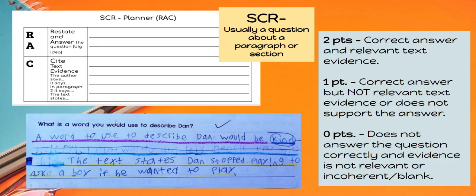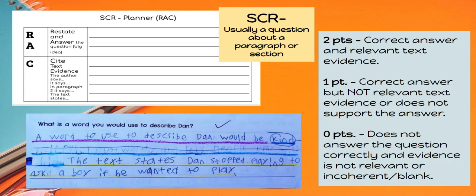I teach them to underline, highlight, or circle the words in the question that they're going to copy. For example, they would circle "word to use to describe Dan," and that would help them. Basically, they would copy all of this, and then their sentence would be, "A word to use to describe Dan would be kind. The text states Dan stopped playing to ask a boy if he wanted to play."